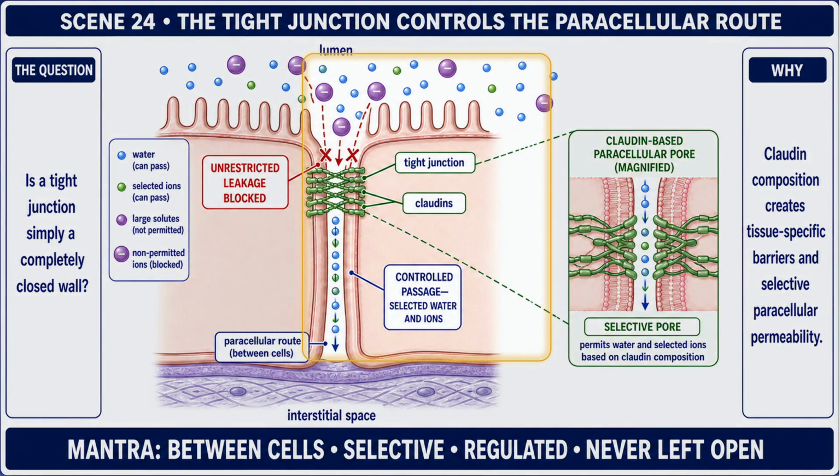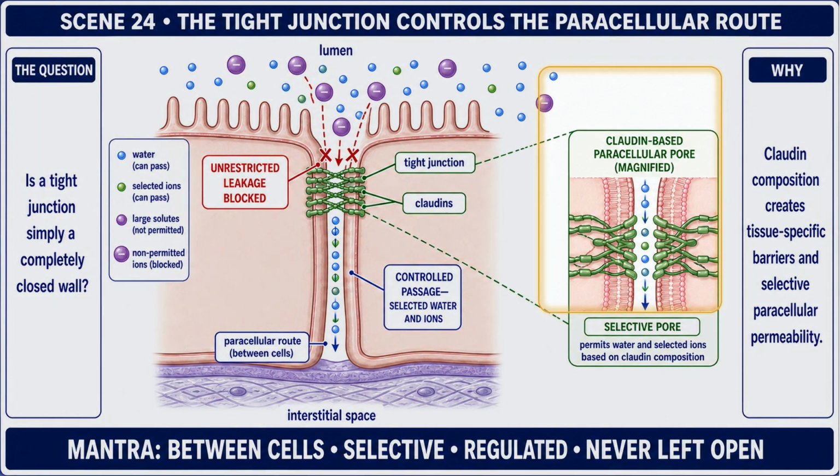Let us magnify the first junction. Paracellular means between cells, not through them. Water and dissolved solutes approaching from the lumen enter the narrow extracellular cleft, where the tight junction controls whether they can continue. Claudin proteins form strands that bring neighboring membranes into close apposition. Their composition differs between tissues. Some claudins create selective pores that permit particular ions or water, while larger solutes and non-permitted ions are blocked.